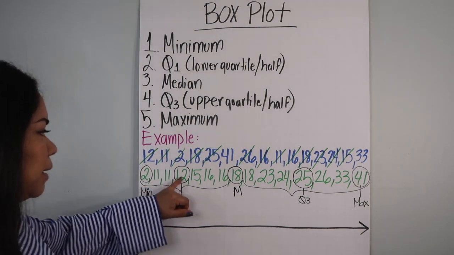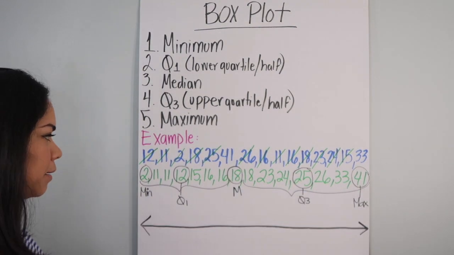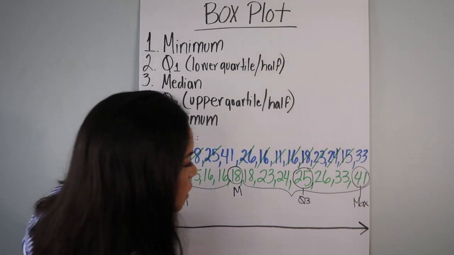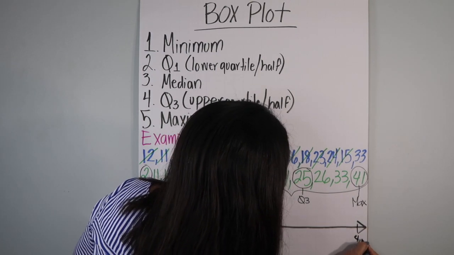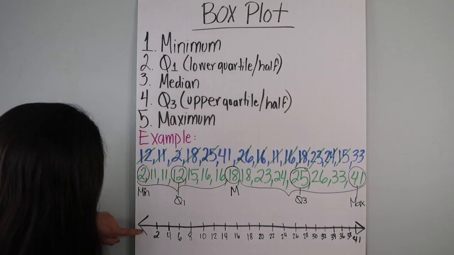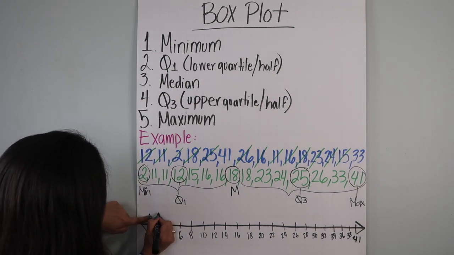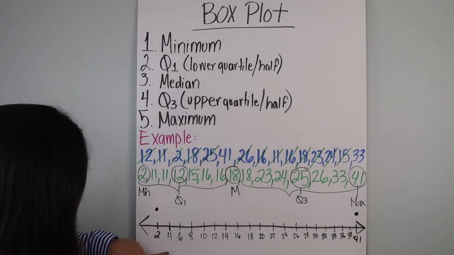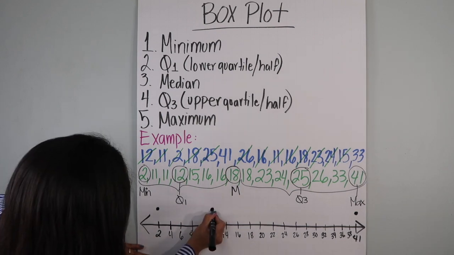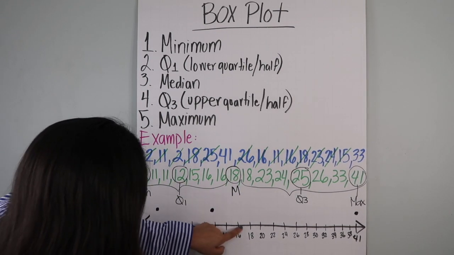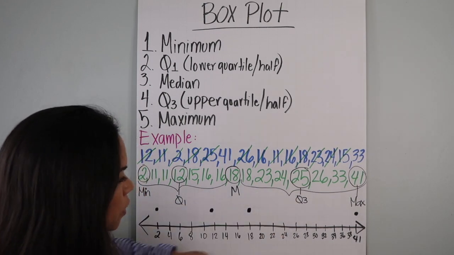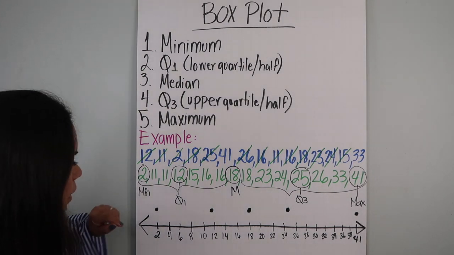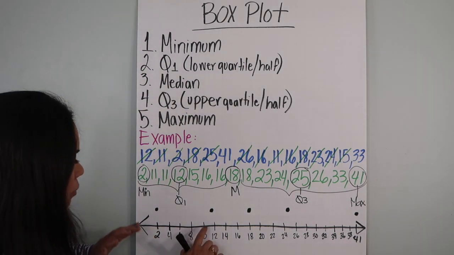Now I'm gonna plot these 5 numbers on my number line. I'm gonna start with the minimum. I'm gonna continue with the maximum, which is 41. So I'm gonna plot the minimum, the maximum, Q1, which is 12, 18 for the median, 25 for Q3. Okay. And then I'm gonna start connecting them and creating the box.